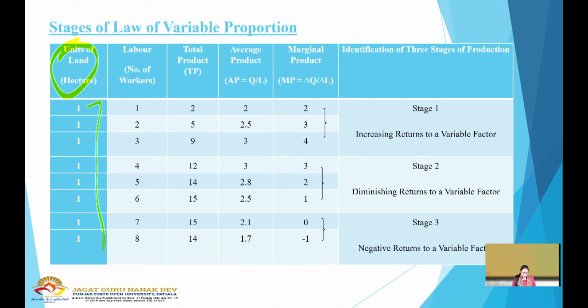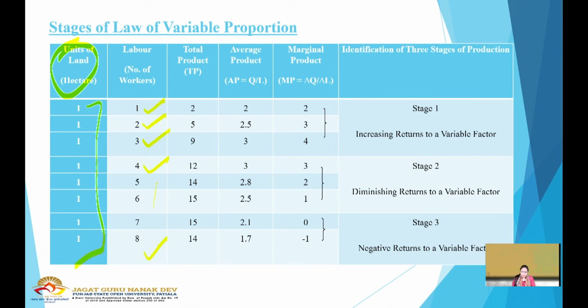While labor is a factor which can be increased or decreased over the period of time in case of law of variable proportion. So here we increased the labor: first time it's 1, next time 2 laborers engaged in production functions, 3, 4 and so on, up to 8 laborers involved in the production function.